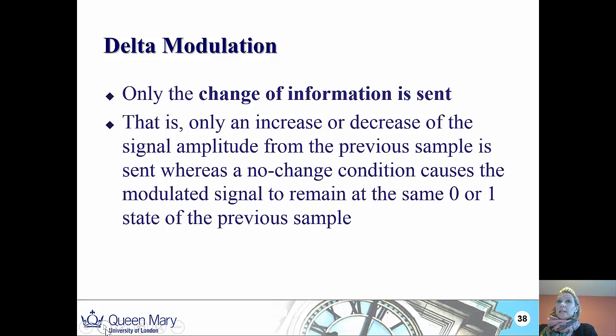So only an increase or a decrease of the signal amplitude from the previous sample is sent. A no change condition causes the modulated signal to remain at the same state of the previous sample. So if it was a 0, it can remain at a 0, or if it was a 1, it can remain as a 1. So it's only that change that is actually communicated when the delta modulation technique is applied.